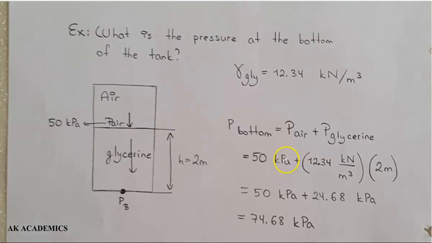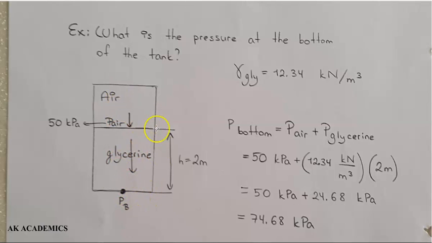Here is another example. What is the pressure at the bottom of the tank given this reservoir? What will be the pressure at the bottom of the tank? We have air at the top and then we have glycerin. There are two types of materials here. We have air at the top and then we have glycerin at the bottom. The pressure of air is given as 50 kilopascal. So we are looking for the pressure at the bottom of the tank. The height of glycerin in the tank is 2 meters from the bottom to where glycerin is located.